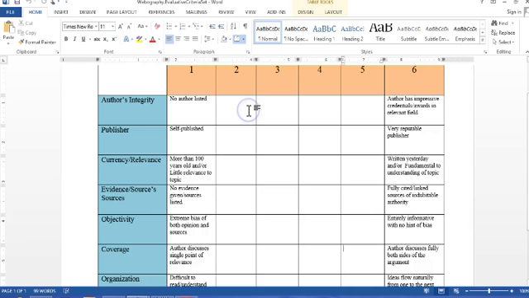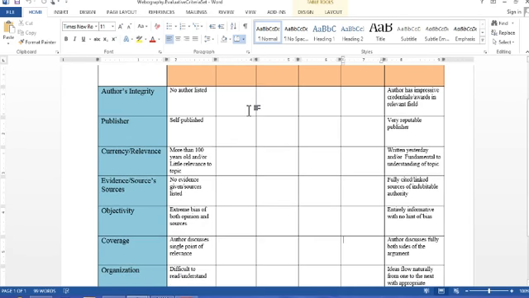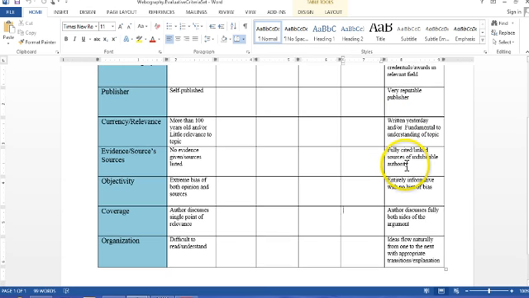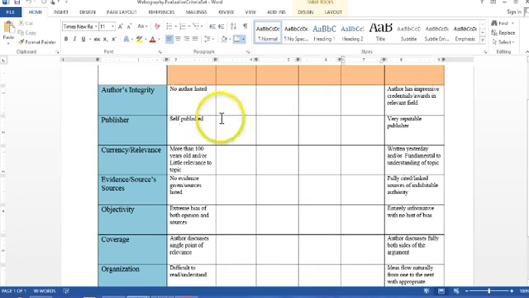For example, you might find an article that gets a 6 in publisher, currency, sources, objectivity, coverage, and organization, but maybe that source also gets a 1 in author integrity. So that's a question that you guys will need to discuss together. What does that mean if you get a 6 in everything and a 1 in another? Is there some sort of overall score that you can give them? Is one thing more important than the other?